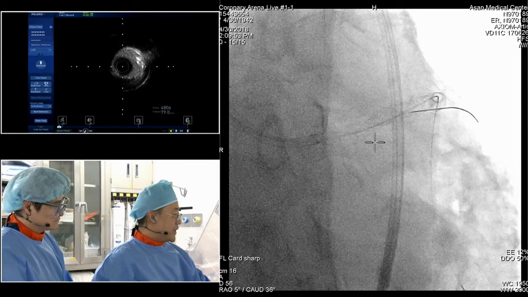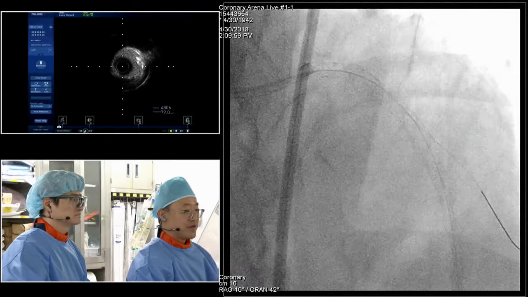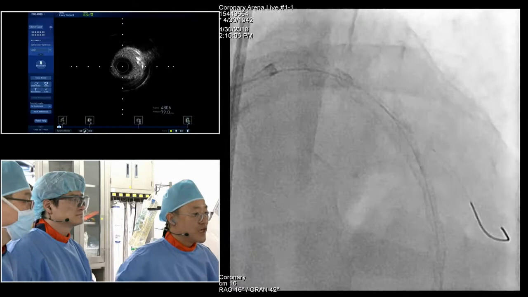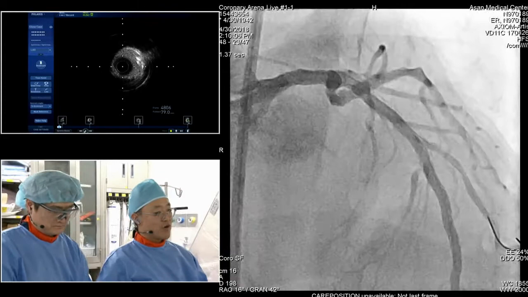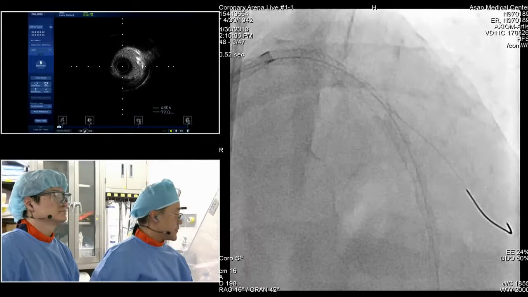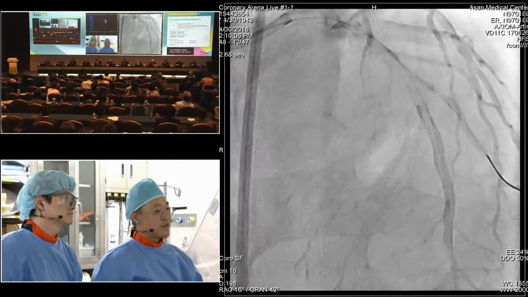Okay. Let's take a shot here. Angio. Push. Okay, I think the result is okay. Up to now, any comment or suggestion or another opinion for that? The flow of the diagonal looks very good, and you don't want to touch that, right? Yeah, right. I just do a final kissing balloon for that region.